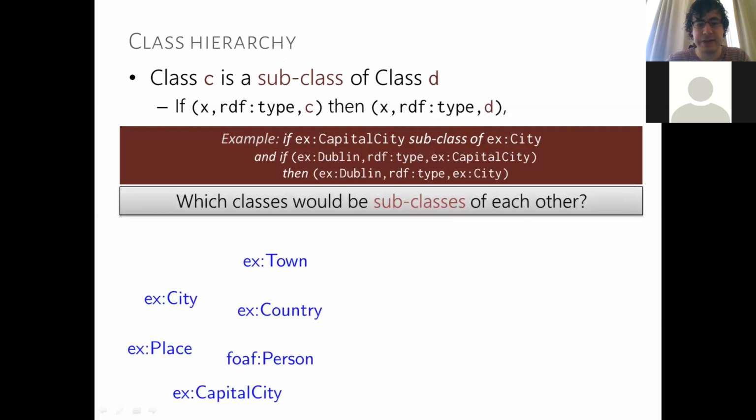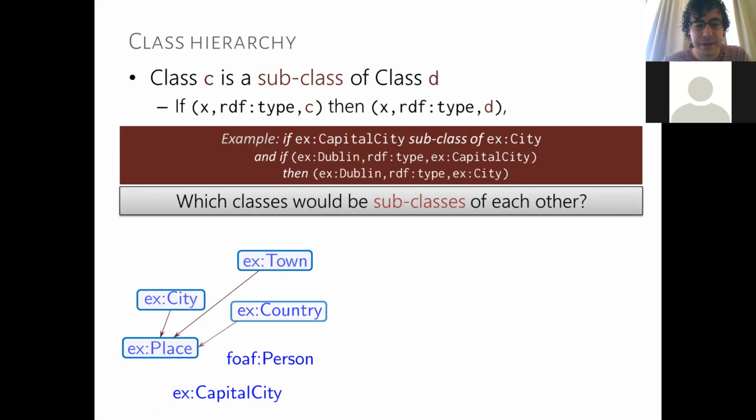So if we look at this and we ask which classes would be subclasses of each other, we might guess that, for example, we already have one here: capital city is a subclass of city. So we could connect capital city to city. We could say town is a subclass of place. We could say city is a subclass of place. Country is a subclass of place. Capital city is a subclass of city. Can anyone see another subclass relation?